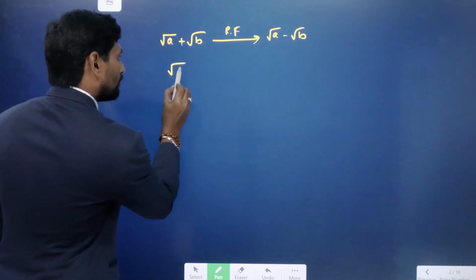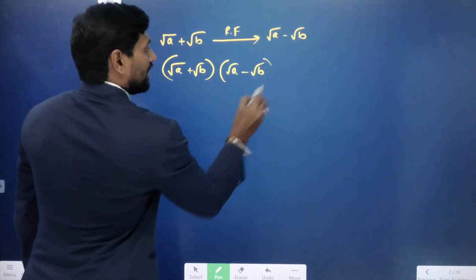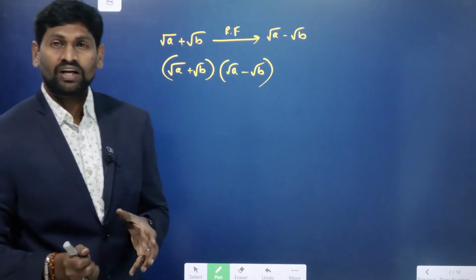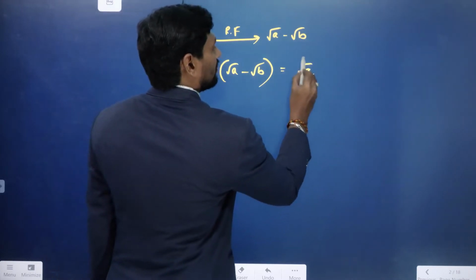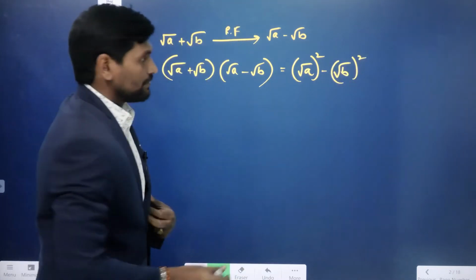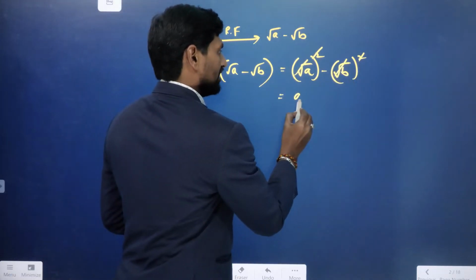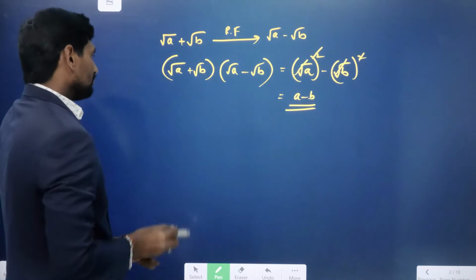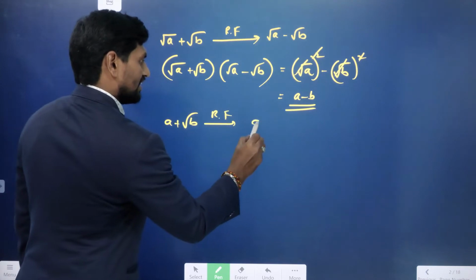Let us try to multiply both of them: root a plus root b into root a minus root b. It is in the form of a plus b into a minus b, one of the algebraic identities. A plus b into a minus b is a square minus b square. Here a is root a, b is root b. A square minus b square, the square and square root cancel, so it is a minus b. A minus b is a rational number. Same way, for root a plus root b, the rationalizing factor is root a minus root b.